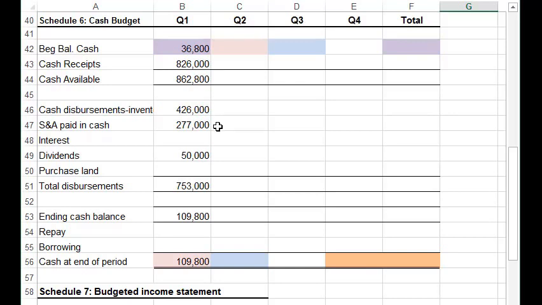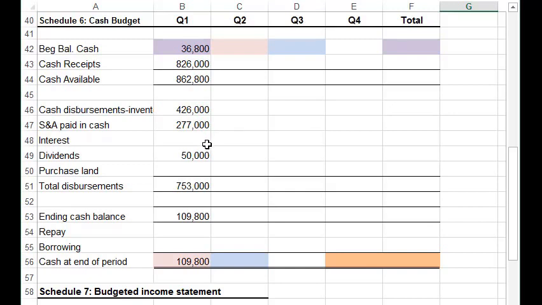Selling and admin costs comes from Schedule 5, but notice I made this little note here as a reminder that since this is a cash budget, we only want selling and admin expenses. Well, the schedule gives us selling and admin expenses. That'll go on the income statement. This is a cash budget, so we need to leave out anything that didn't take cash, and that means depreciation. So this is the $280,000 total selling and admin expense budgeted for quarter 1 minus the $3,000 that's depreciation, because depreciation does not take cash.